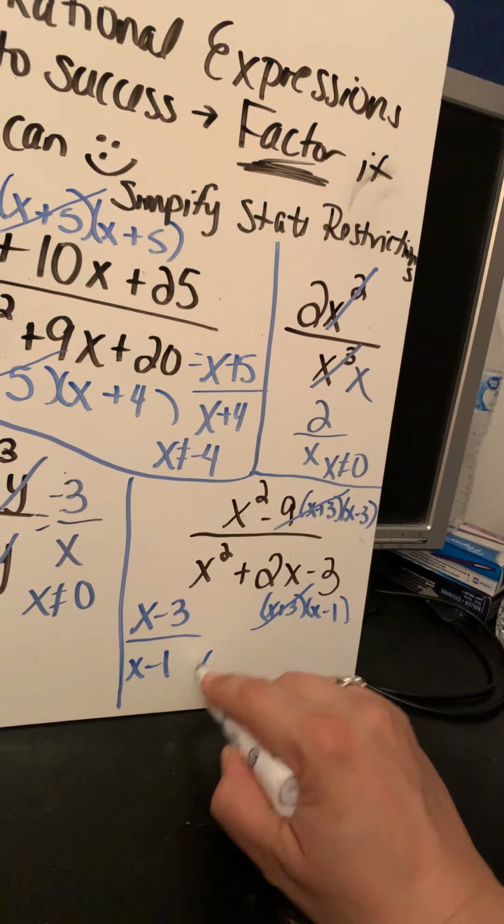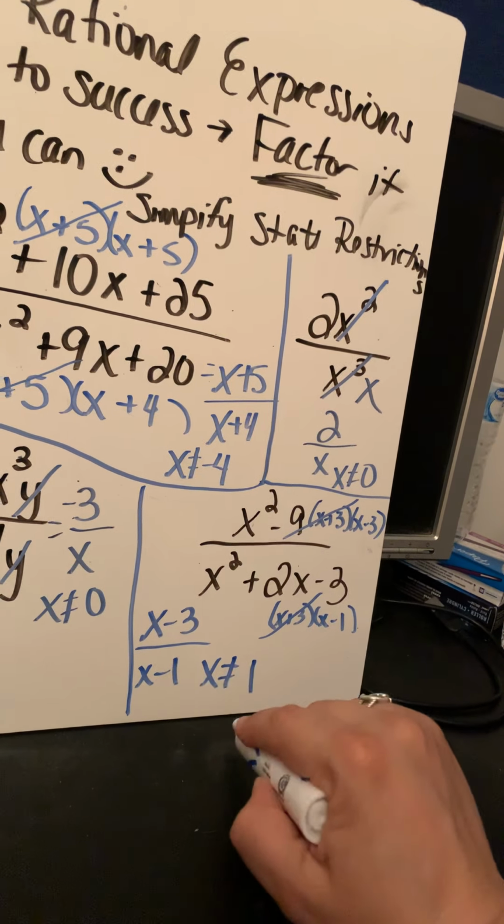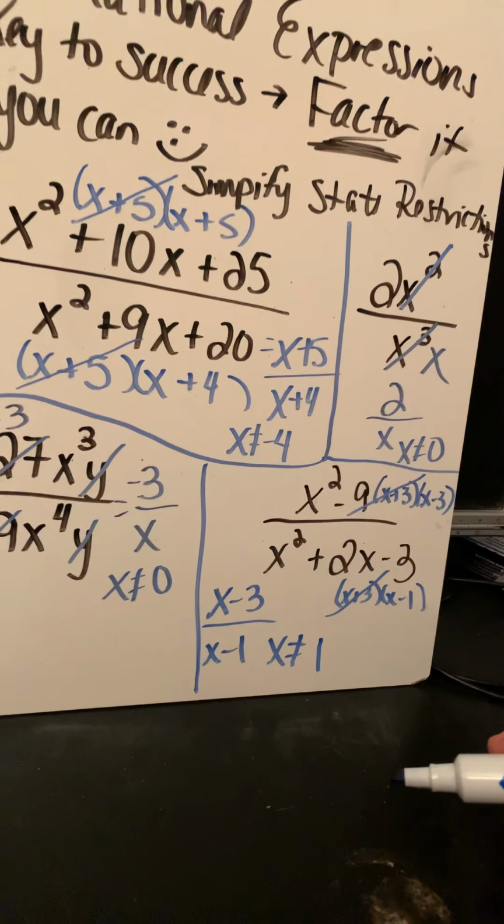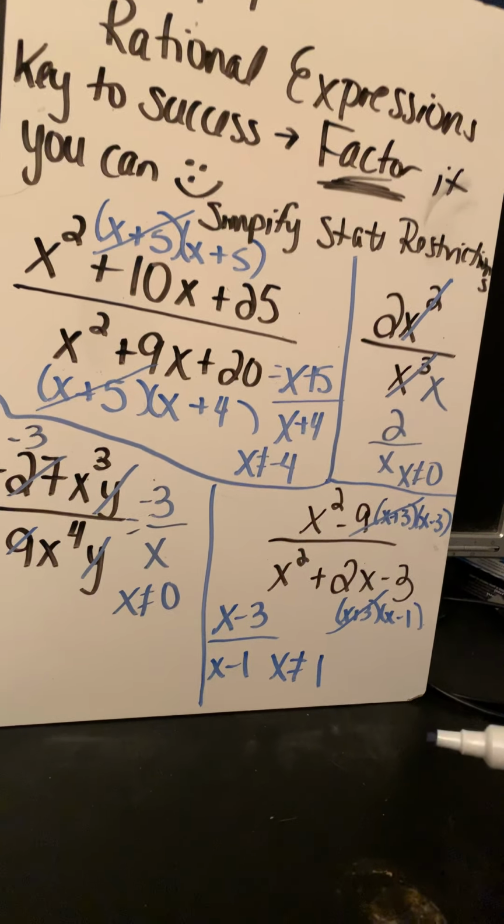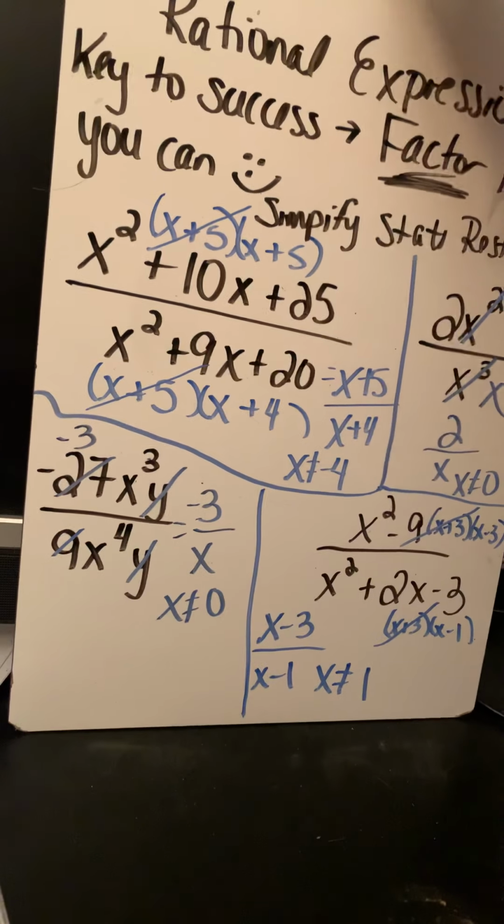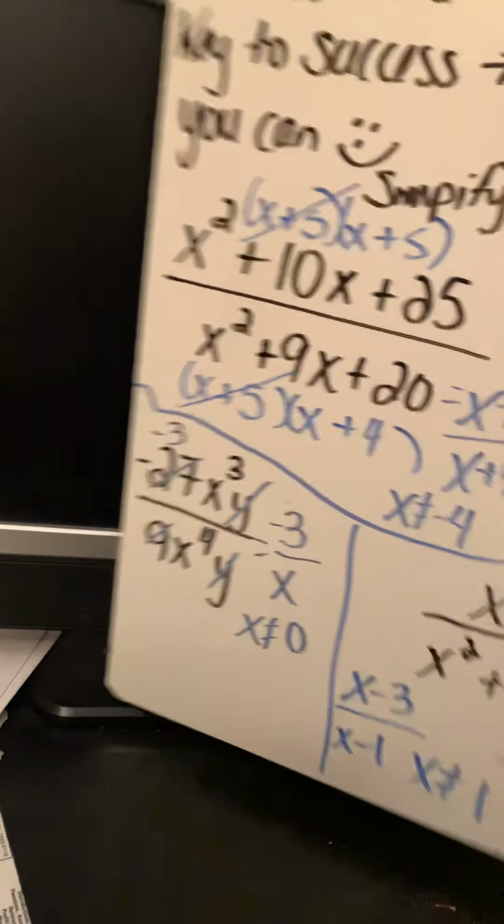Well, what can x not equal? x better not equal 1 because I don't want that denominator to get 0. So that's just basic simplifying and stating the restrictions. And that's what your first few problems are going to look like on your homework. So the next one.